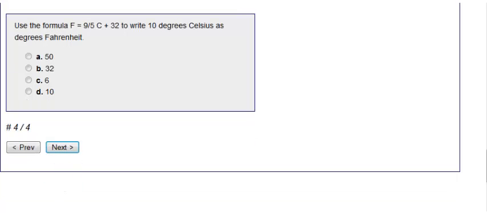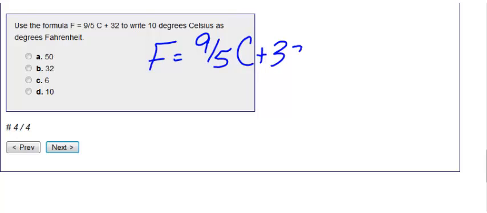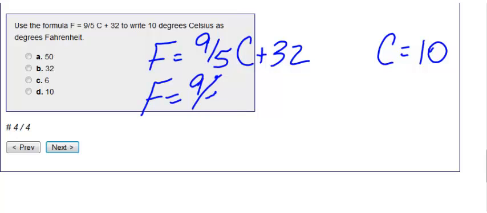And lastly, number 4, we have our formula here. F equals 9/5 C plus 32. So we're converting Celsius to Fahrenheit, and it tells us we have 10 degrees Celsius. So C is going to be 10. So wherever there's a C, I'm putting a 10. So F equals 9/5 times 10 plus 32.